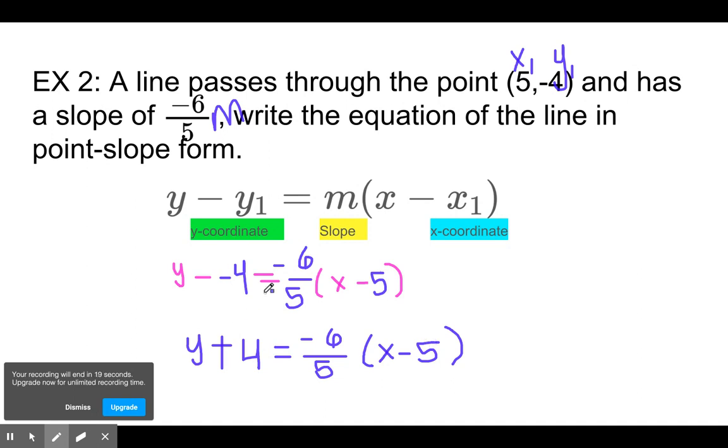Super, super easy here today. All you're doing is identifying m and your coordinate, and you're just putting them in the right location. And that's it. You'll have an equation that is in point slope form.